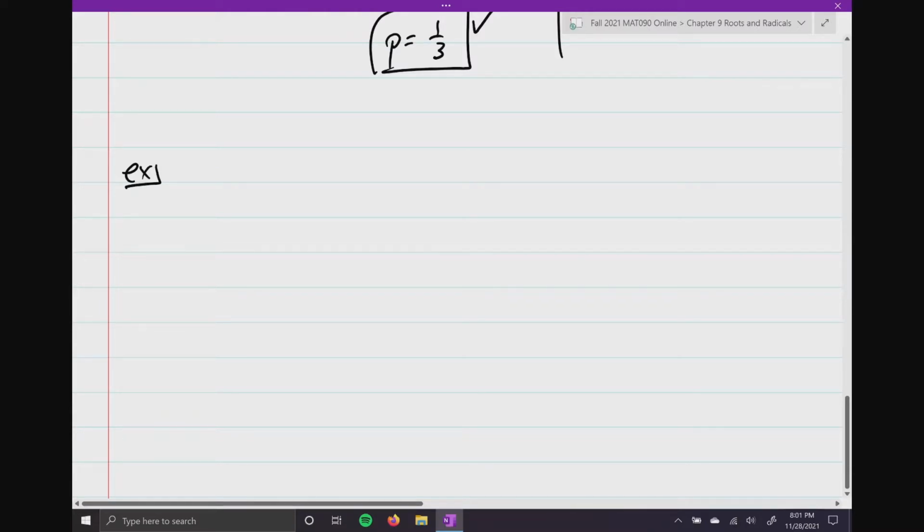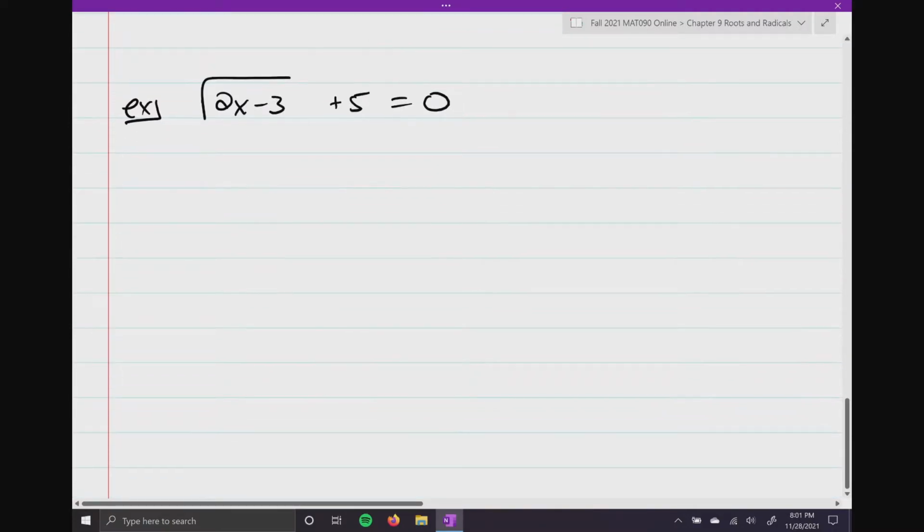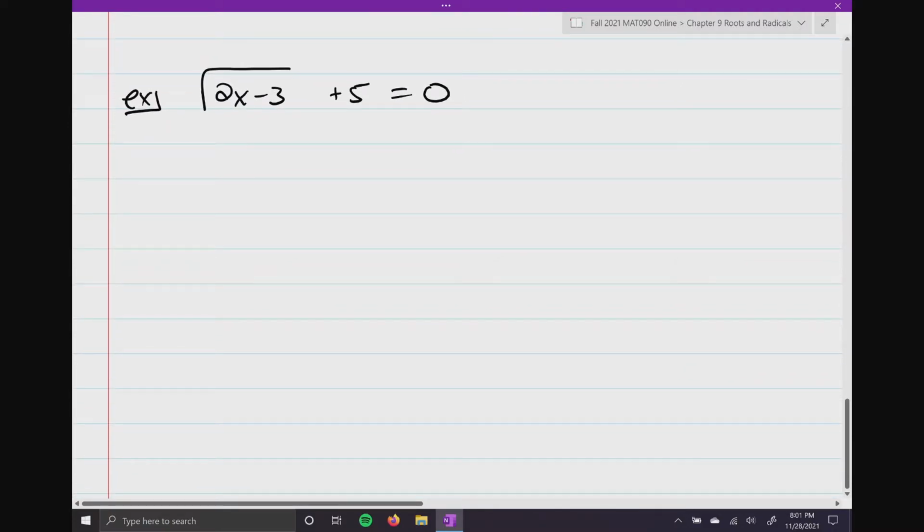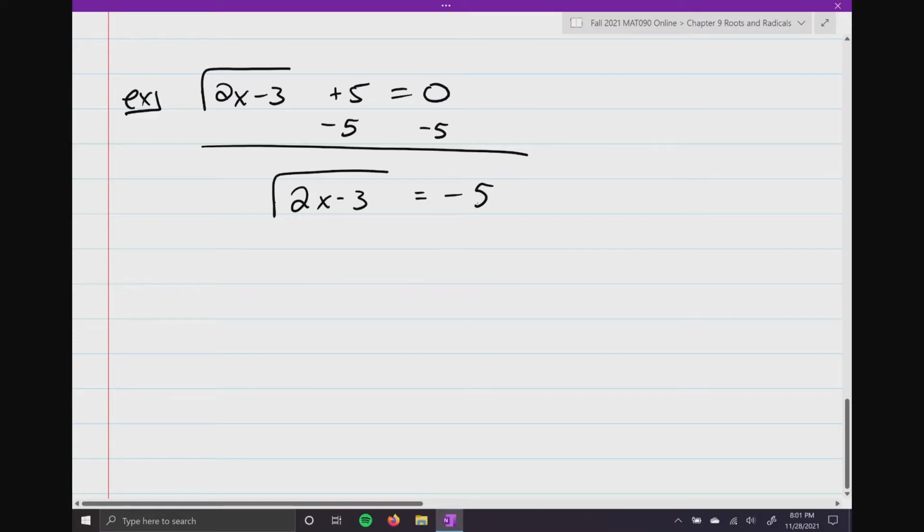Okay, now this one, you have to be careful with it. So we're going to solve the square root of 2x minus 3, plus 5 equals 0. It's a radical equation. I know I have to isolate the radical, so I will subtract 5 from both sides. That's going to give me the square root of 2x minus 3 equals -5.